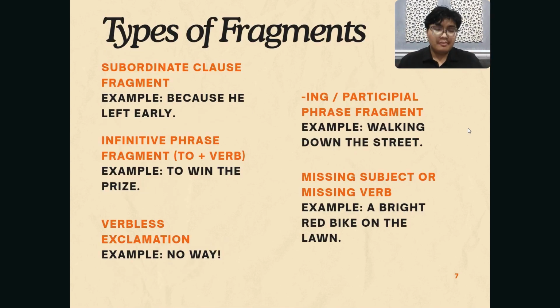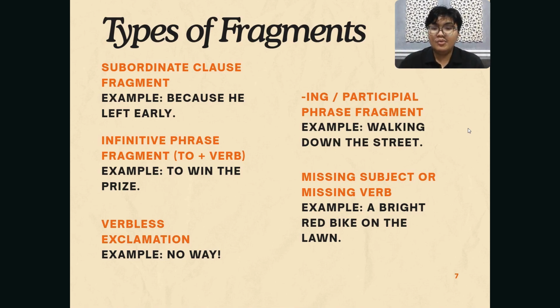So, of the types of fragments, we have five. First is the subordinate clause fragment. Subordinate clause fragments start with words like because, if, although, words that depend on others, and they are left alone and hanging. In the example, because he left early. So, because what? What was caused after he left early? The idea is not complete. The thought is not complete.